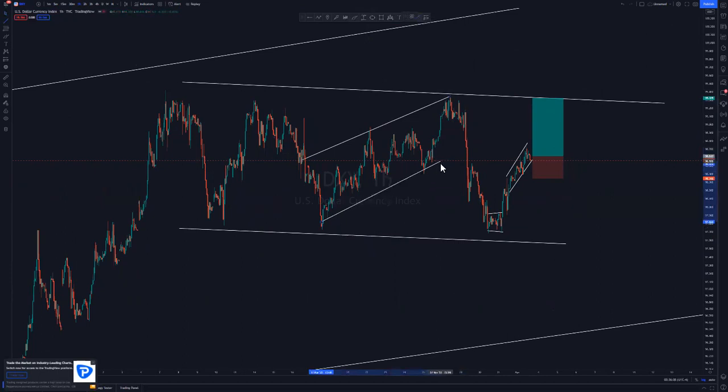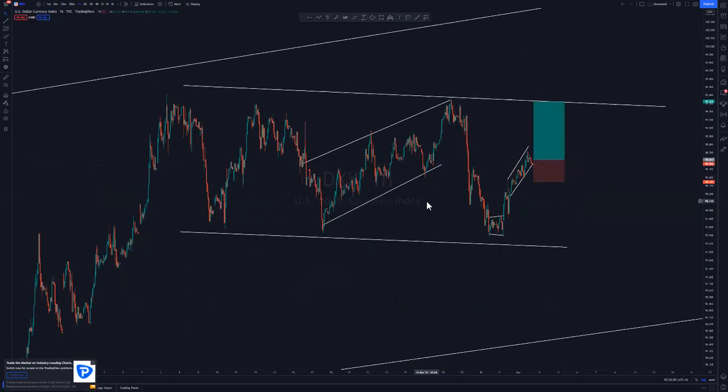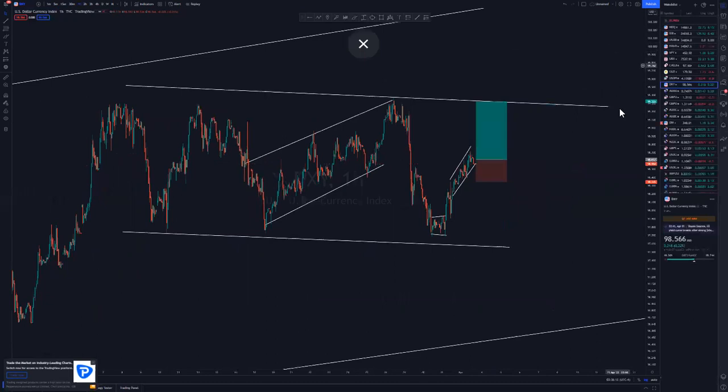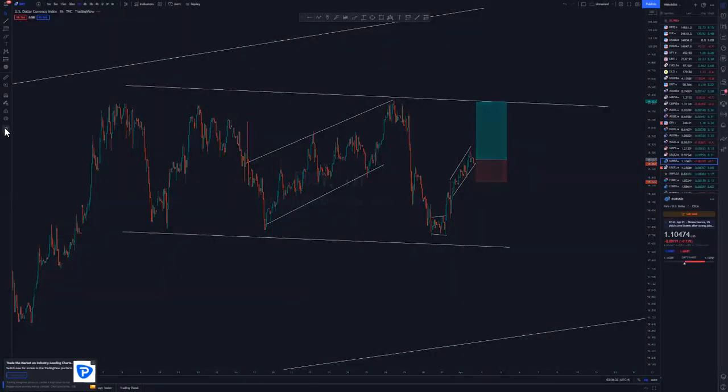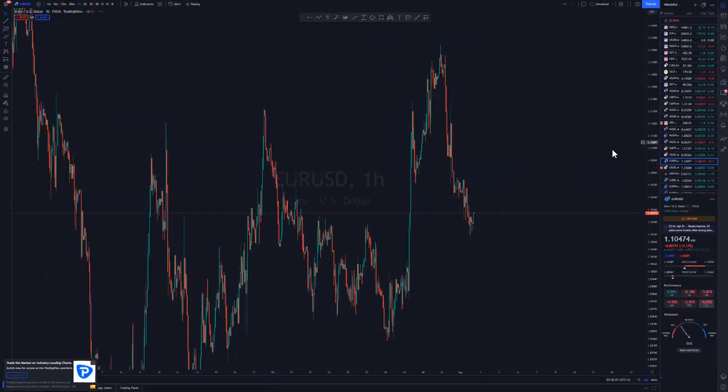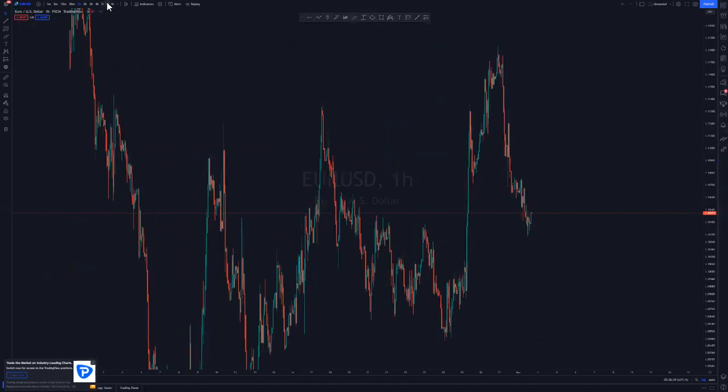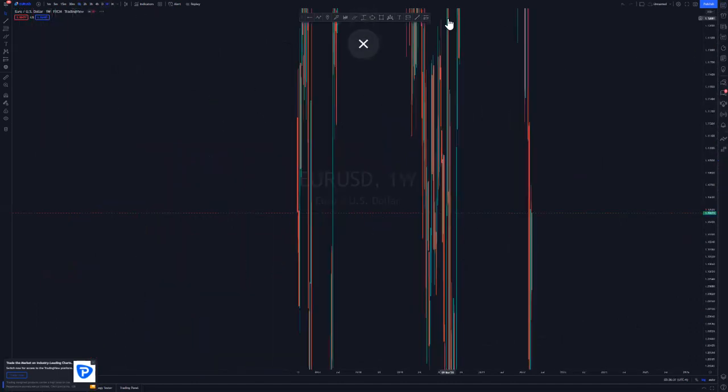So, guys, this one was DXY for you guys. So after DXY, let's see which one we can go to. Okay, let's go to Euro USD. So okay, guys, Euro USD, as always, weekly time frame.